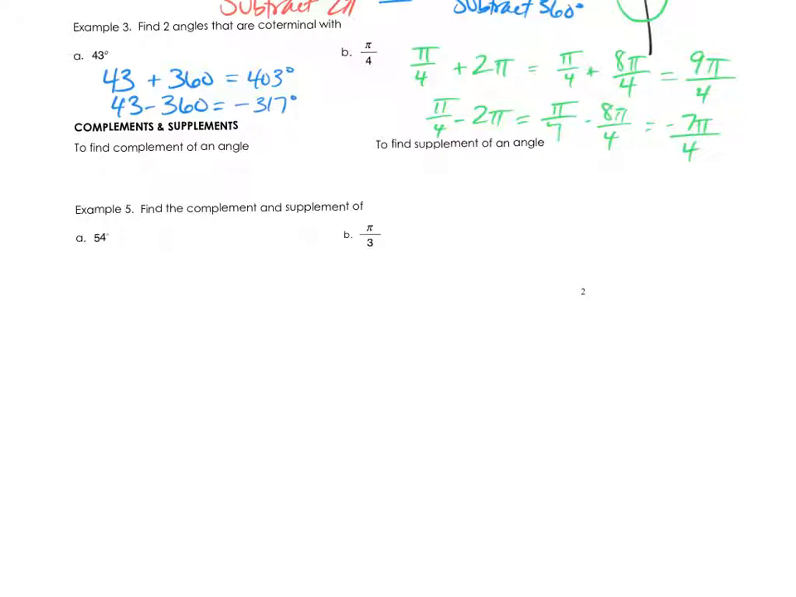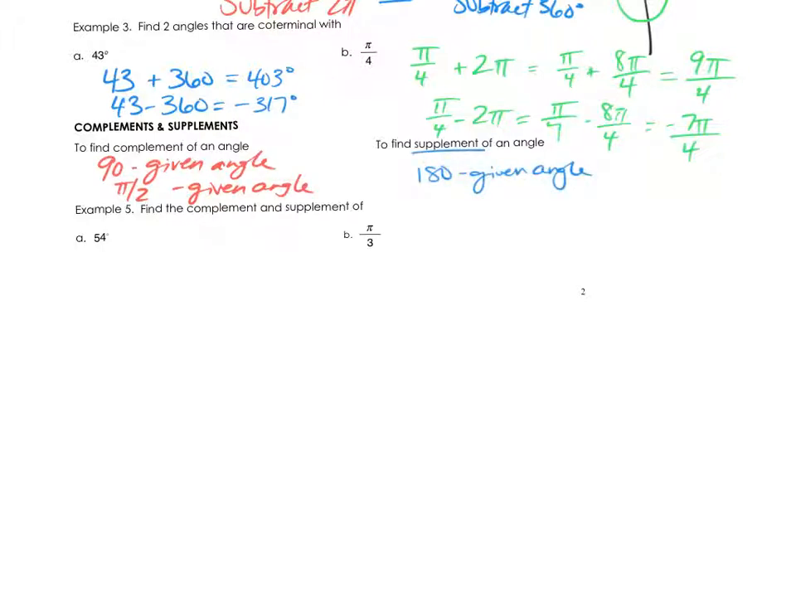To find the complement of an angle, we want to find the angle that when it's added to my original angle, it adds up to be 90 degrees. So if we're working in degrees, the complement is 90 minus the given angle. But if I am in radians, the equivalent of 90 degrees is pi over 2, and then minus the given angle.